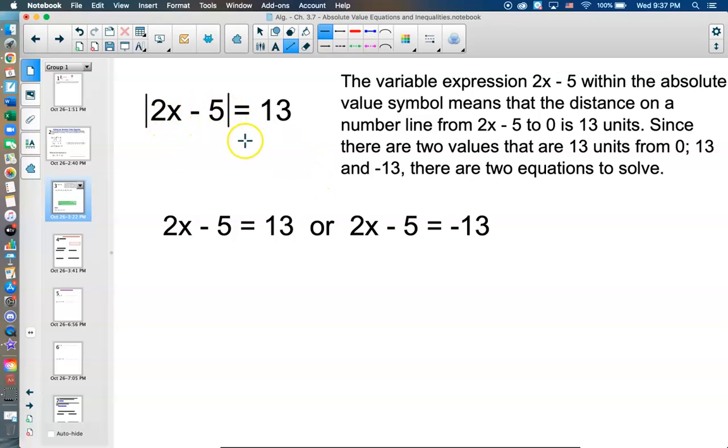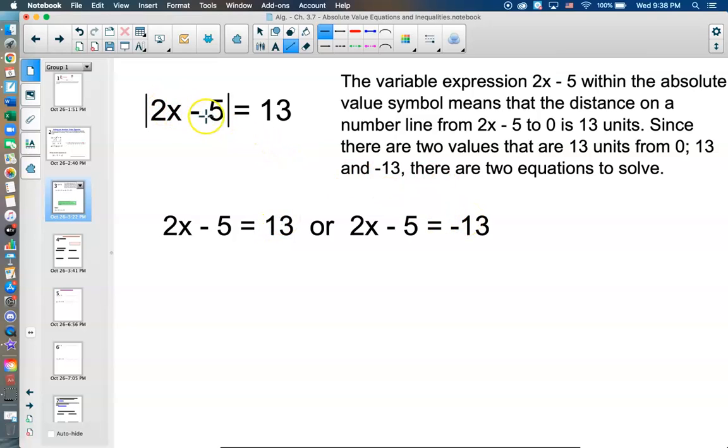Here, for 2x minus 5, the absolute value of that equals 13, we're already set up and we can start to solve this problem. The absolute value is isolated on one side. Now, once you have it isolated, you're going to set it equal to whatever the numeric value is on the other side of the equation or inequality. And you're going to set it equal to the positive version of that and the negative version of that.